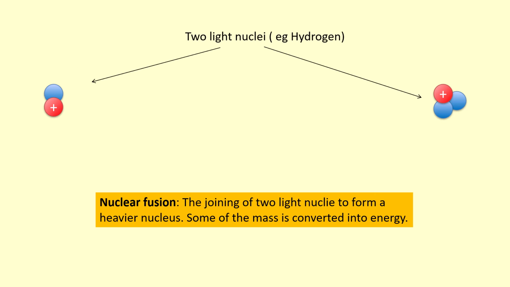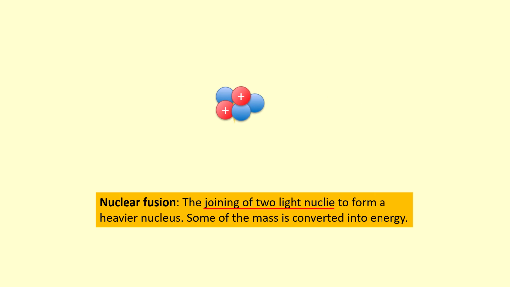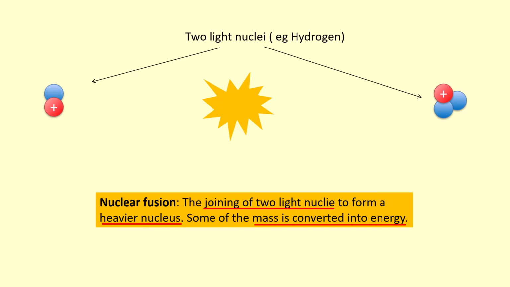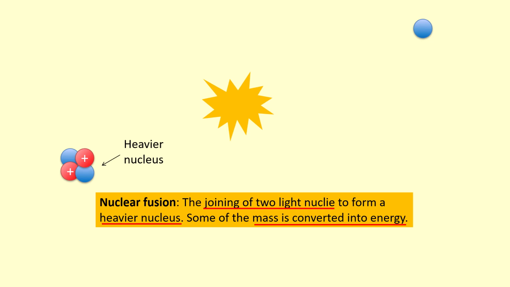So nuclear fusion is the joining of two light nuclei together to form a heavier nucleus, and in the process some energy is going to be released. Where is this energy coming from? It turns out, if you compare the mass at the beginning and the mass at the end, the mass at the end is slightly less. So some of that mass has been converted into energy.